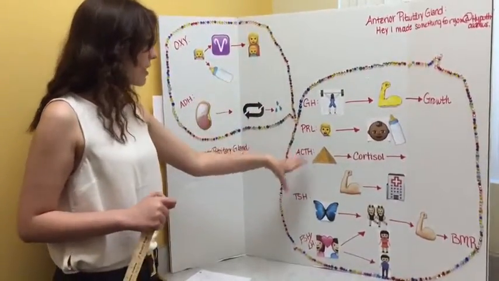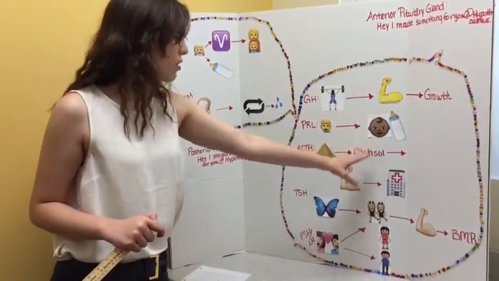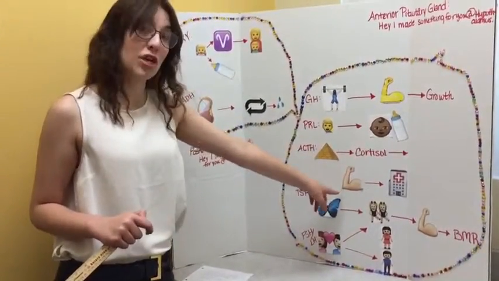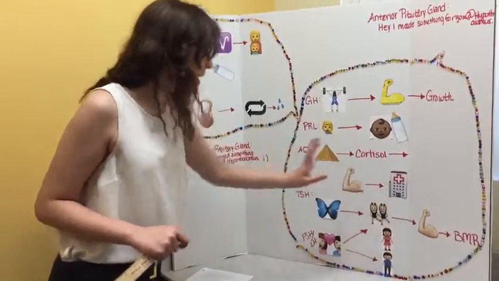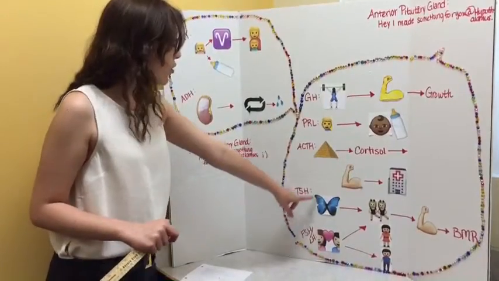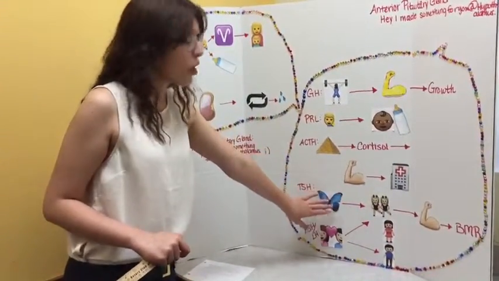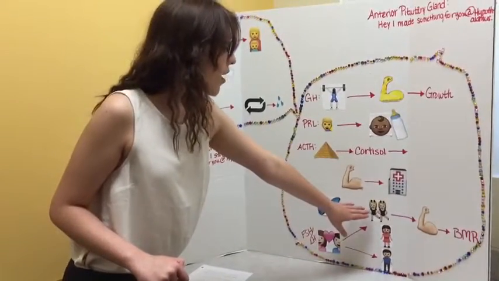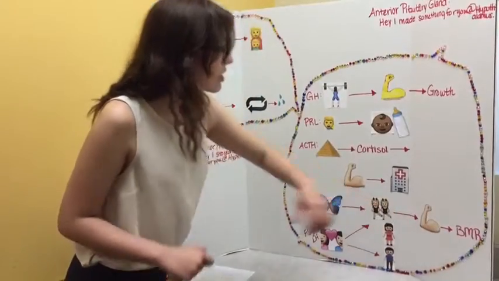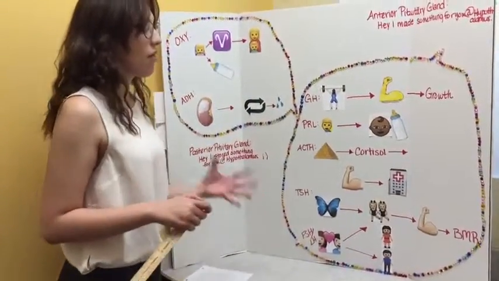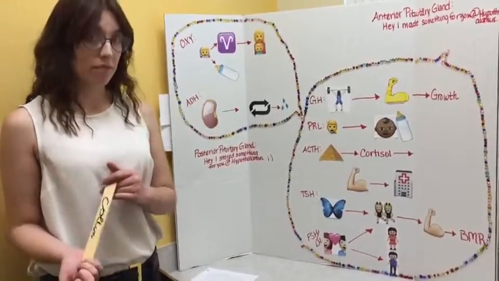But for ACTH, it targets the adrenal gland, which produces cortisol, which then targets your general body cells, and then overall causes healing. Now for TSH, that targets your thyroid gland, which then produces thyroid hormone, which is T3 and T4, which then targets the general body cells, and then overall regulates the body's metabolic rate.